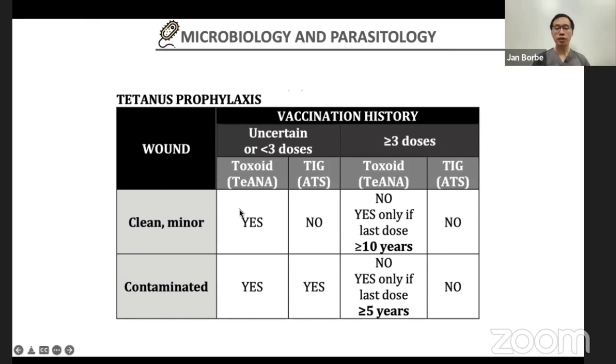So how about if uncertain? If uncertain, you treat it as if you're not vaccinated. Ganun mo lang siya isipin. Therefore, I need to get vaccinated. But what type of vaccine should I get? Kasi nga, hindi ako sure eh. So you get both kapag contaminated. Kasi sabi nga natin, higher risk. Hindi ako sure na nabakunahan ako. Higher risk kasi contaminated yung wound ko. So you get everything, di ba?